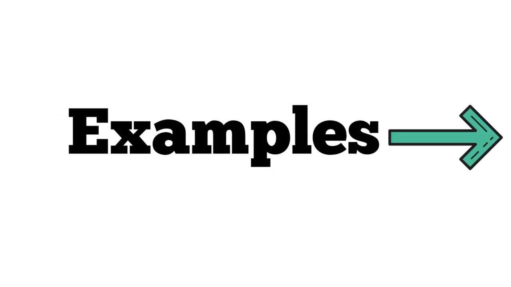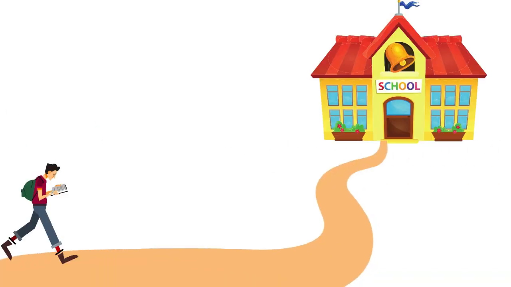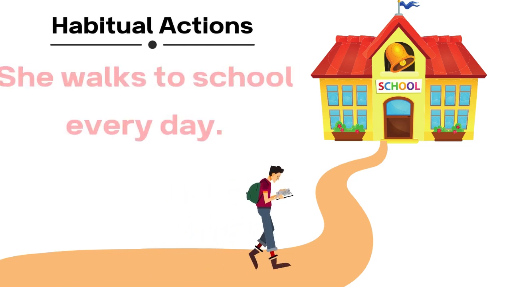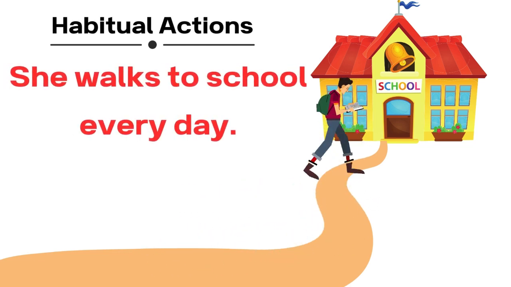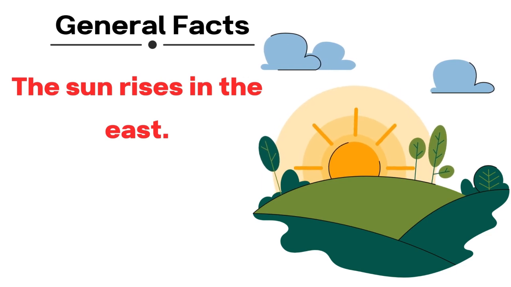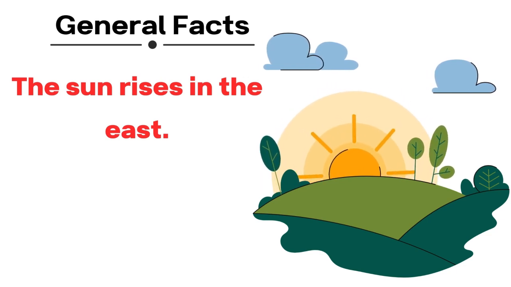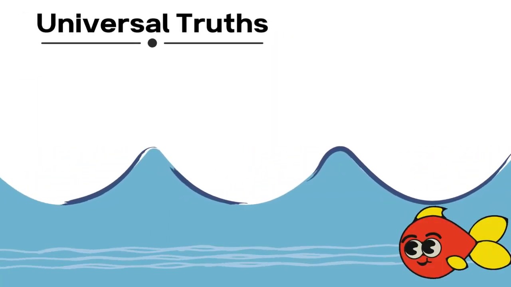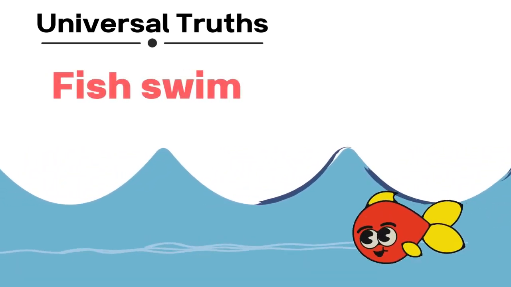Examples: habitual actions. She walks to school every day. General facts. The sun rises in the east. Universal truths. Fish swim.